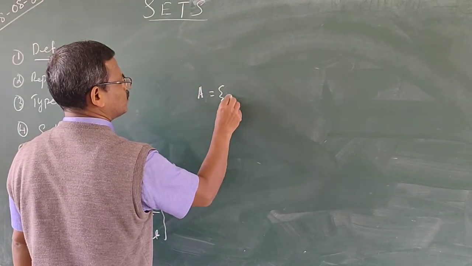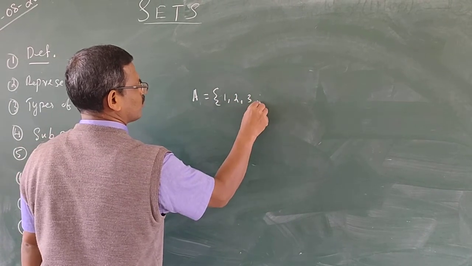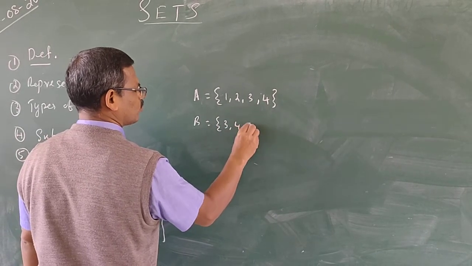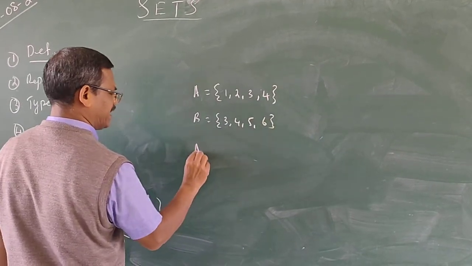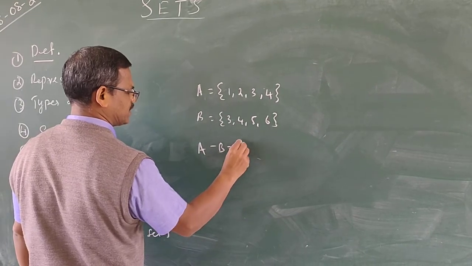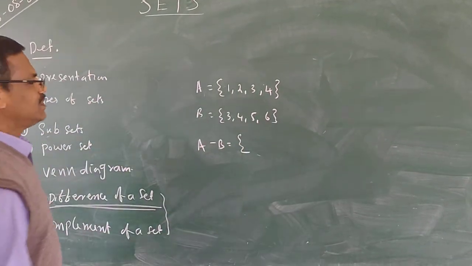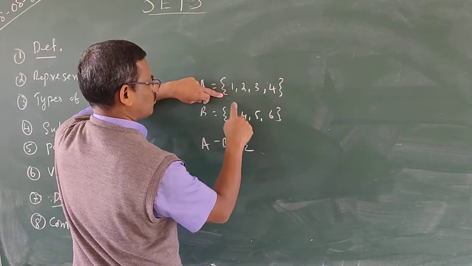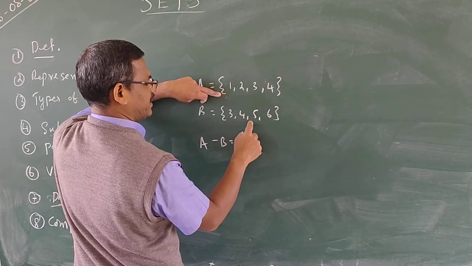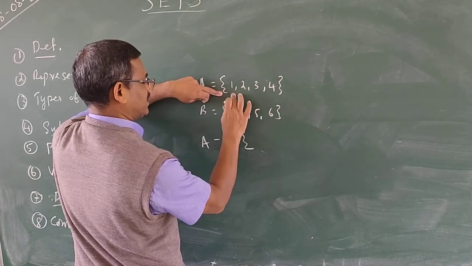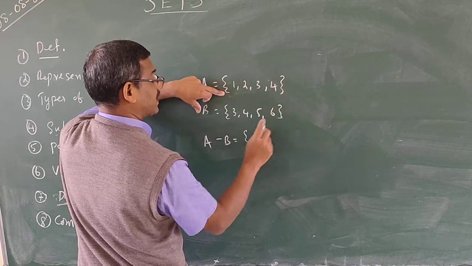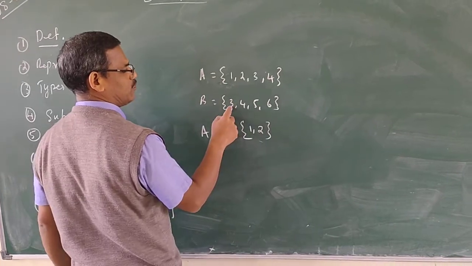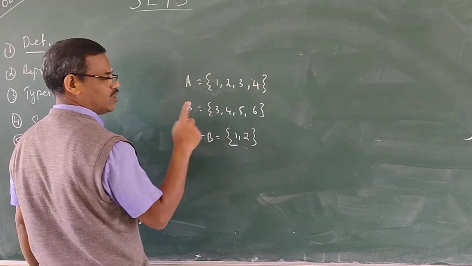Suppose A is equal to {1, 2, 3, 4} and B is equal to {3, 4, 5, 6, 7}. Then A minus B, the difference of these two sets, is defined like this. From A, remove these elements. So 1, 2, 3, 4. 3, 4 is already in this one. So whatever from the first set, you should remove the elements of the second set. After removing, what will you get? 1, 2 only, because 3, 4 is there in the second set. And this is called A minus B.